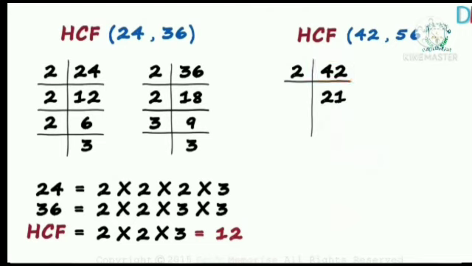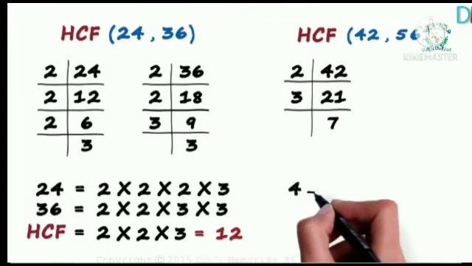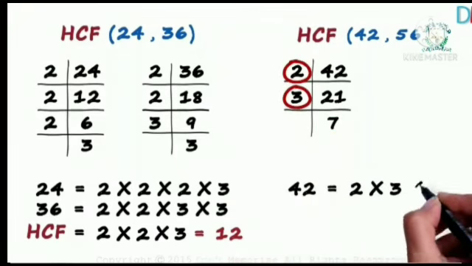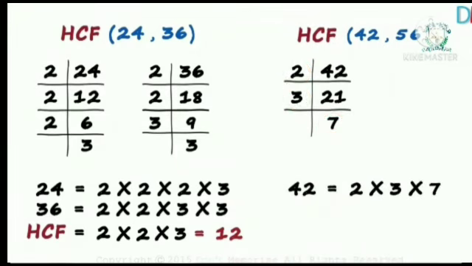Next, 21 is not divisible by 2. We move to next number 3. 3 times 7 is 21. We stop here. Since 7 is a prime number, thus we write 42 as 2 into 3 into 7. Let us reduce 56 to its prime factors.